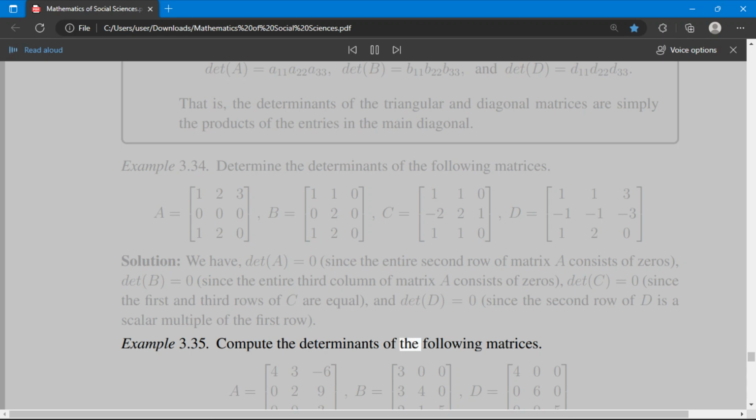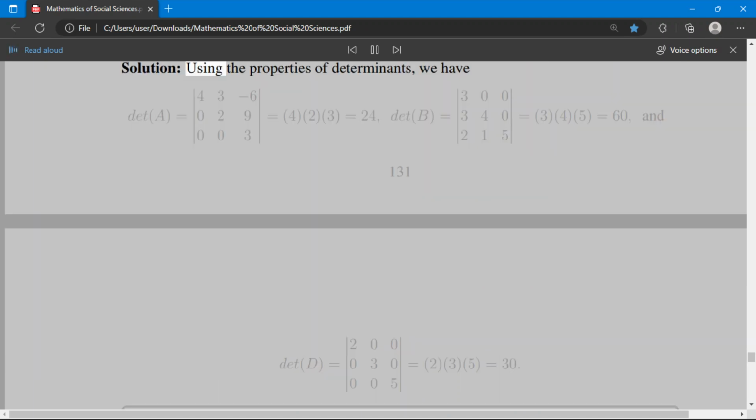Example 3.35. Compute the determinants of the following matrices. A equals [4 3 6; 0 2 9; 0 0 3]. B equals [3 0 0; 3 4 0; 2 1 5]. D equals [4 0 0; 0 6 0; 0 0 5].